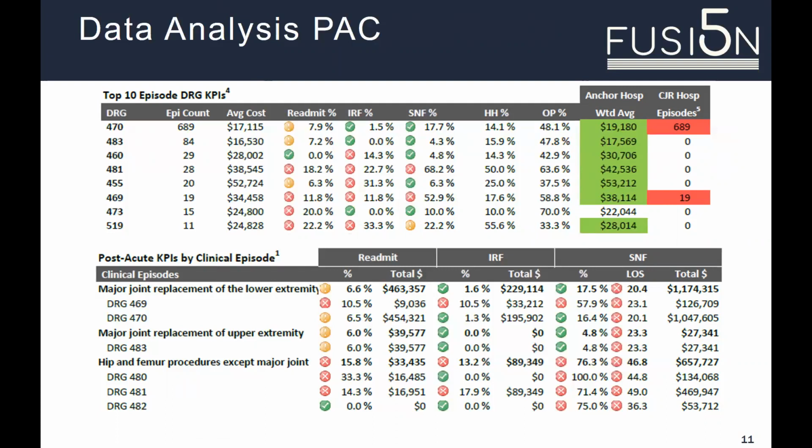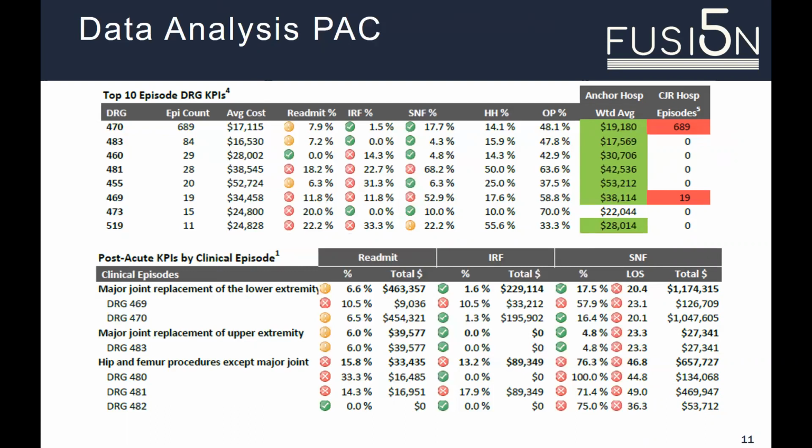So you'll see at the top part, this is the top 10 episode DRG KPIs, or key performance indicators. And you'll see the DRG 470. So that DRG is obviously the total lower extremity replacement. And so that's usually going to be the number 1 episode that any of these groups are going to have. So you've got a 689 number looking at this with an average cost of $17,000.